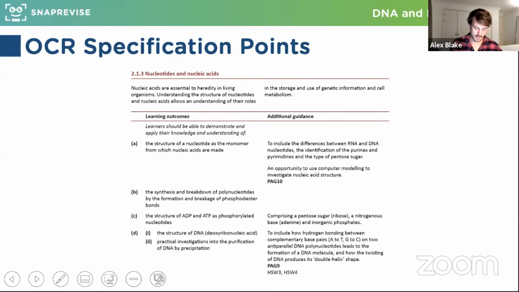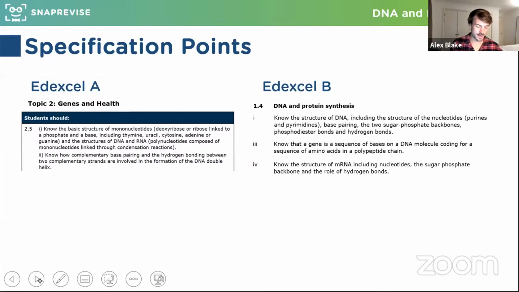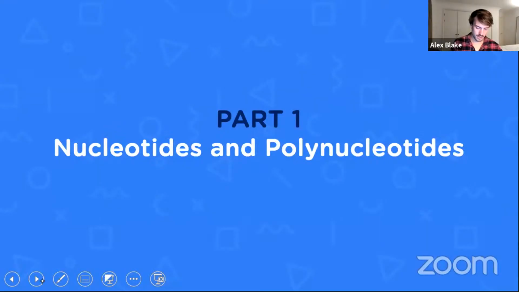Now, this is the OCR one. You can obviously get these online as well. You can download your specifications, and I would recommend having a printed copy of your spec to refer to from time to time when you need to see what exactly you need to know.